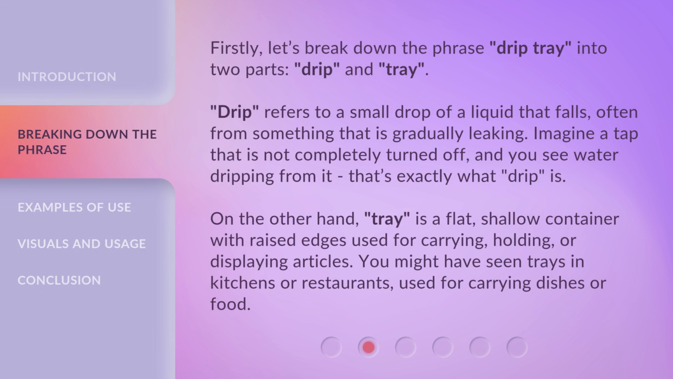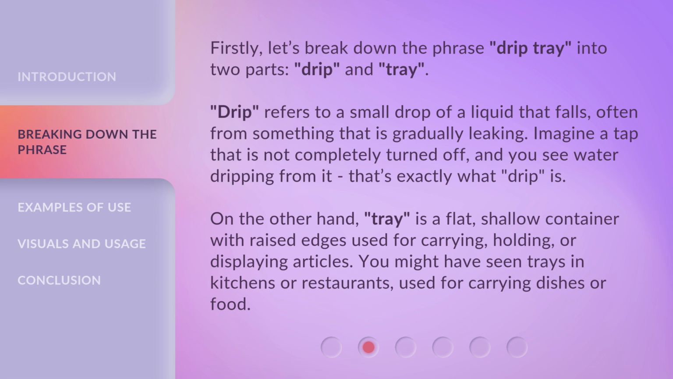Firstly, let's break down the phrase drip tray into two parts: drip and tray. Drip refers to a small drop of a liquid that falls, often from something that is gradually leaking. Imagine a tap that is not completely turned off, and you see water dripping from it. That's exactly what drip is.